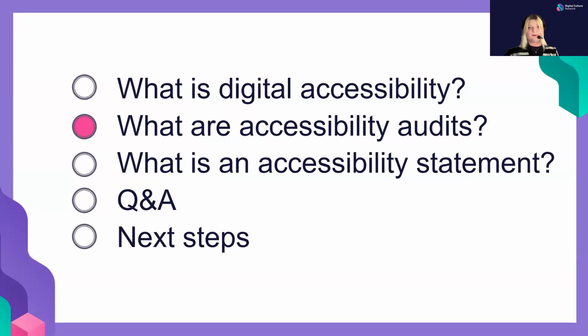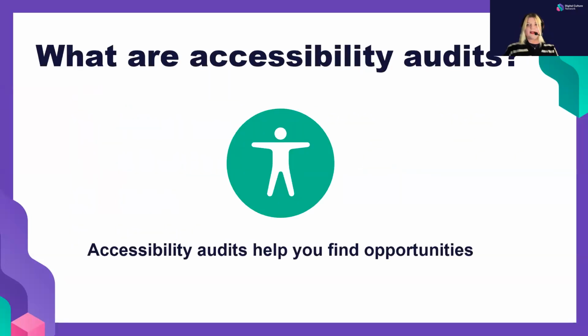So moving on, we're now going to cover what accessibility audits are. An accessibility audit is a series of checks, like the success criteria I just showed you, that you can perform on your content to see if there are any barriers stopping people from being able to use or interact with your content. And they're really brilliant for finding opportunities to make improvements.